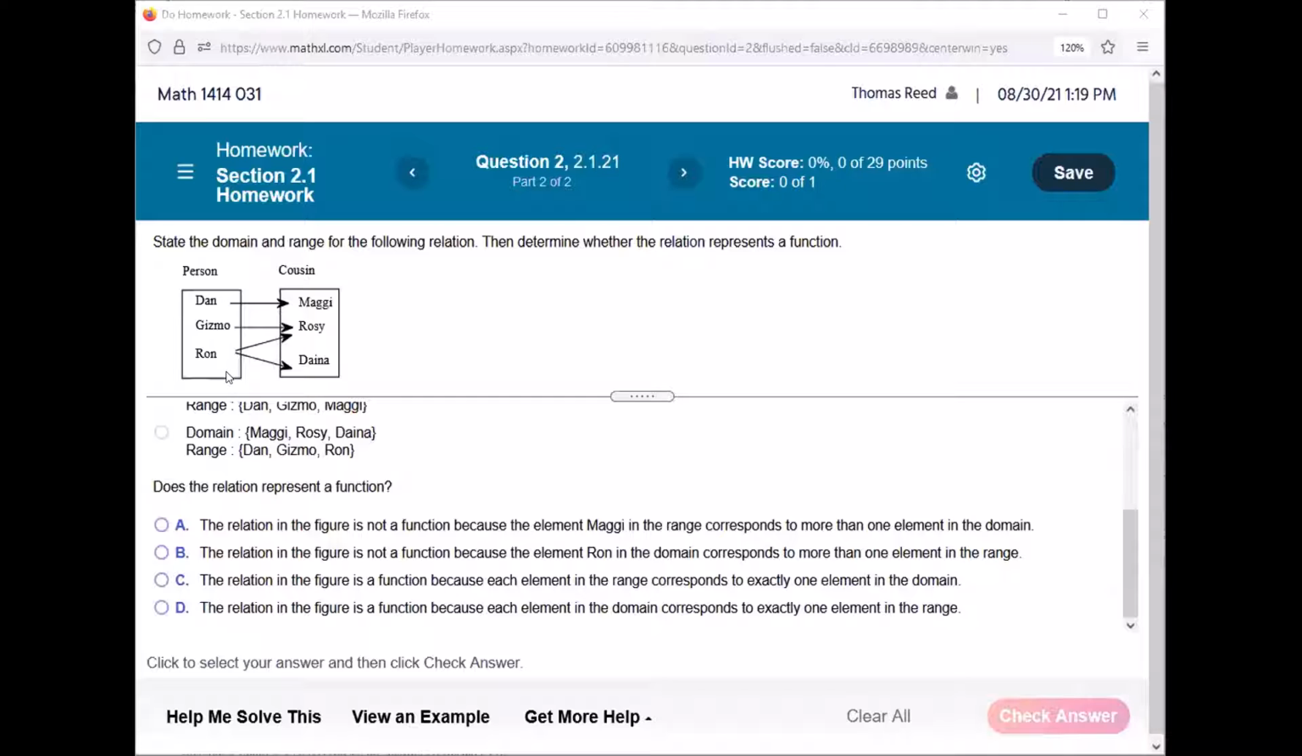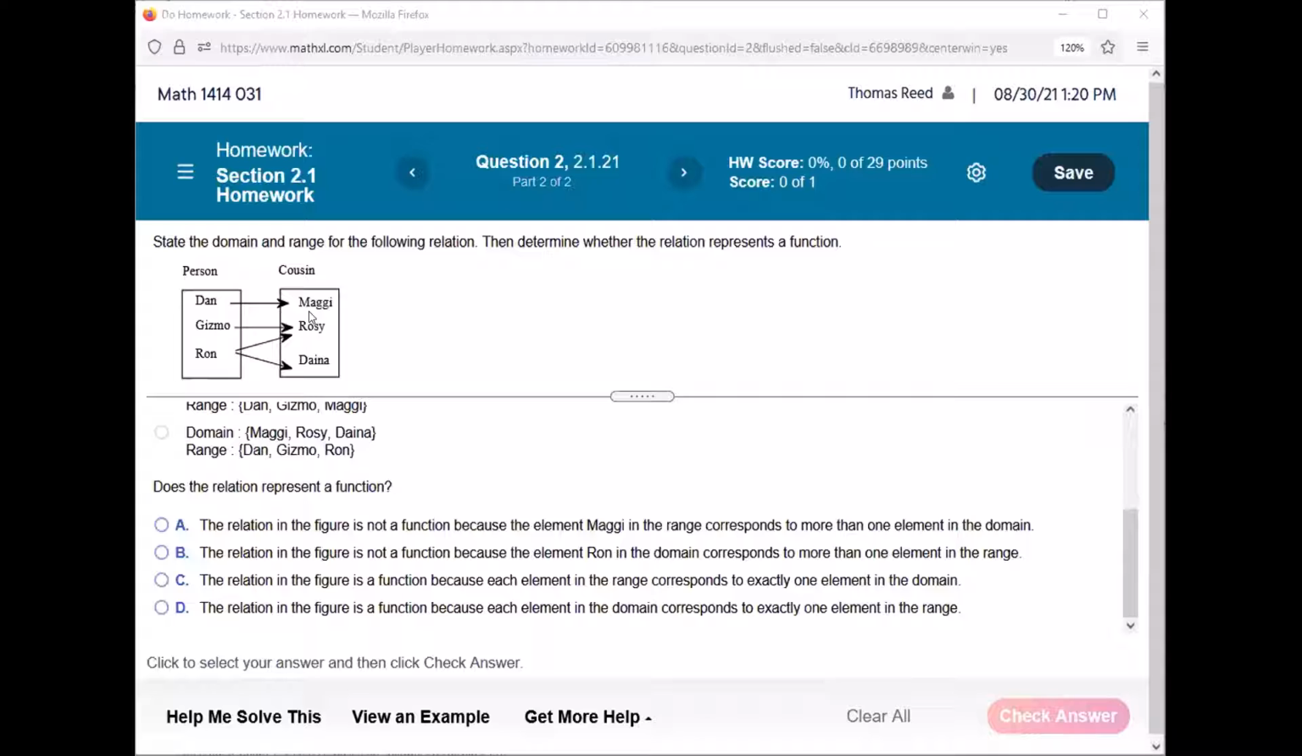Okay. Yes. It is? How do you know? I think because the domains go directly to the, how do you say the other one? Oh, the range. All right. For it to be a function, each element of the domain goes to exactly one element of the range. All right. Oh, yes. All right.